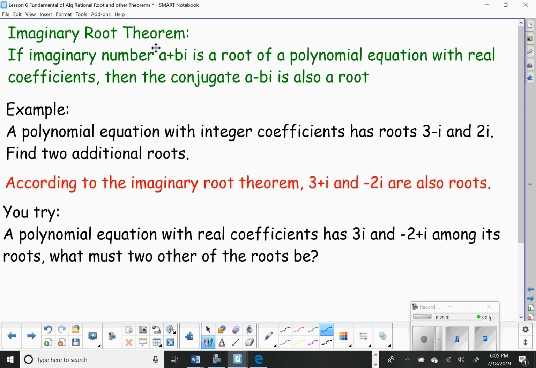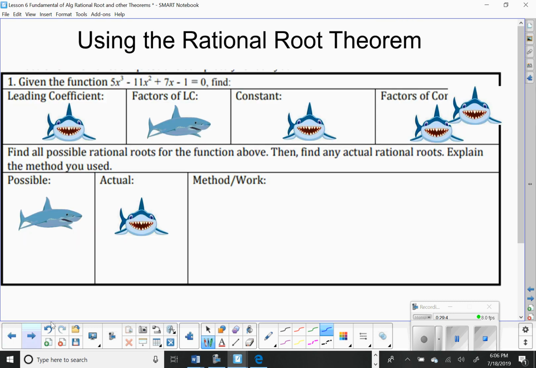Similar thing, the imaginary root theorem, which also comes in pairs. It's conjugates. Again, plus or minus the square root when what's underneath, when the discriminant is negative, you're going to have imaginary. So if we had 3 minus I and 2I, you would have 3 plus I and negative 2I as your additional roots. Try this last problem down here. Did you get negative 3I and then negative 2 minus I? Remember, this is the sign that you're changing. Those are the conjugates.